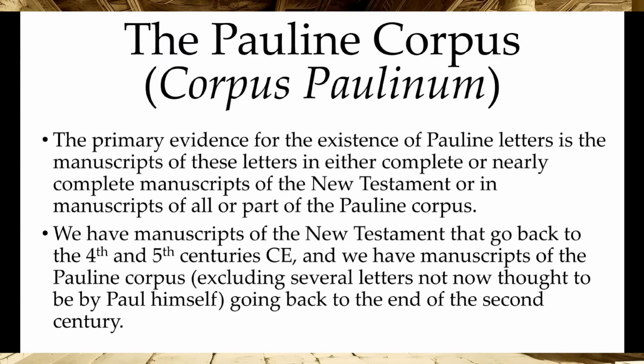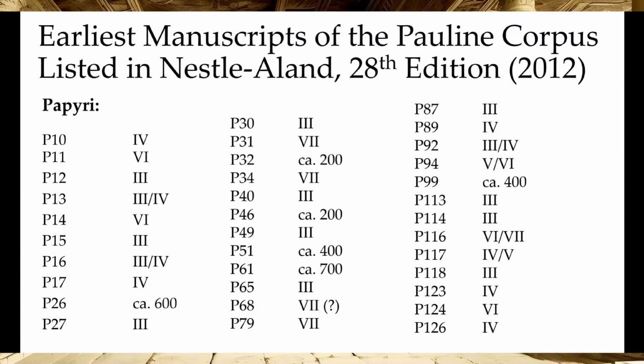And if you go to the next slide, you'll see I just simply copied the list of papyri manuscripts, and these were written in capital letters as well. These are the ones listed in the 28th edition of Nestle Aland that had to do with the Pauline corpus. The ones that I didn't put in, like 1 through 9, etc., are of the Gospels. But these are manuscripts of the Pauline corpus. And the Roman numeral after them refers to the century in which they are dated.